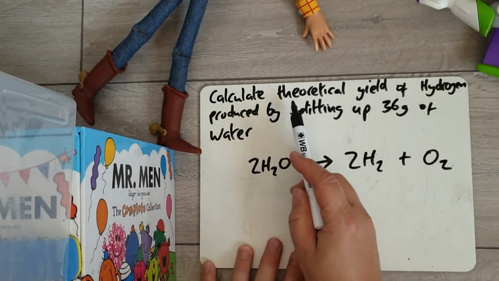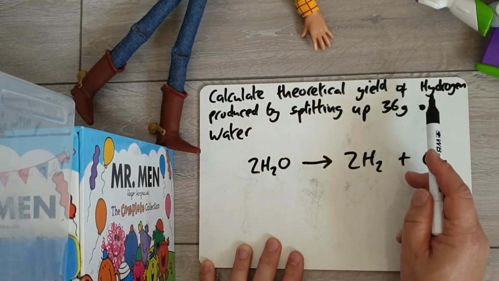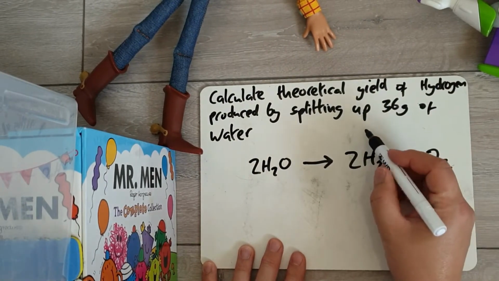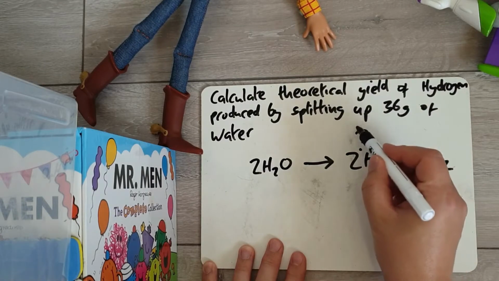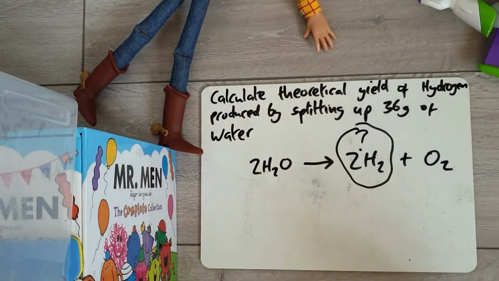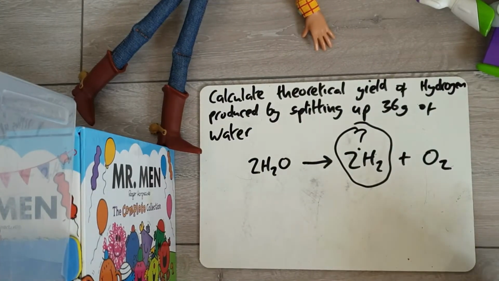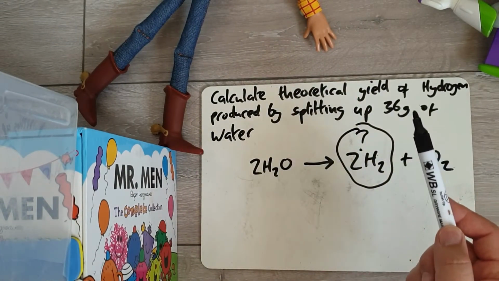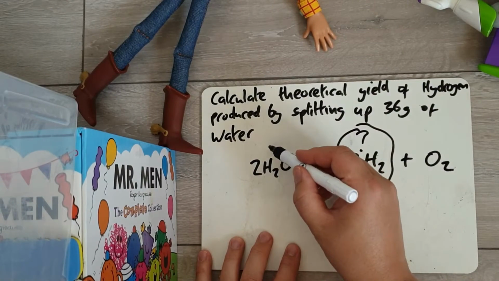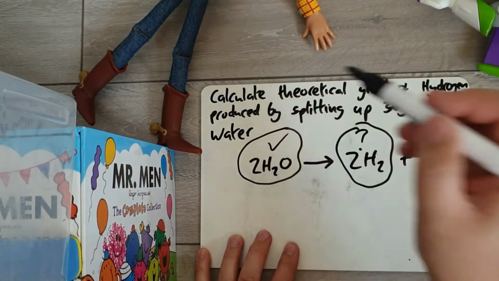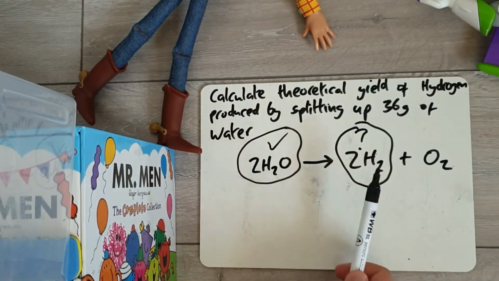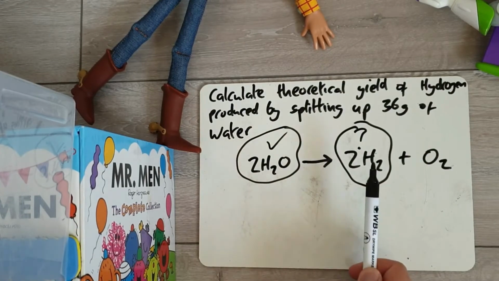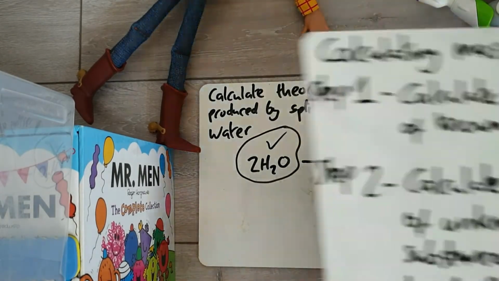So we read the question, calculate the theoretical yield of hydrogen. So hydrogen is going to be our unknown substance. And which is the known one? 36 grams of water. So they've told us 36 grams of water. So water is the known substance. So we've got known and unknown. So going back to our steps.